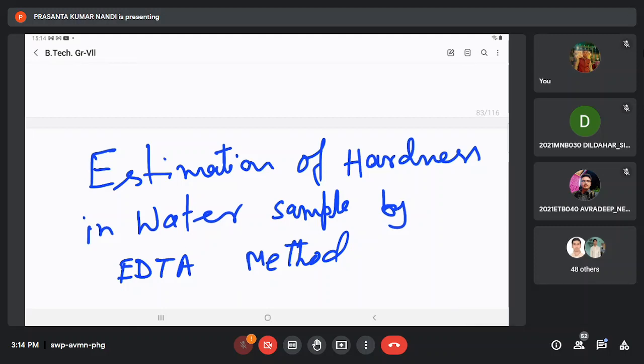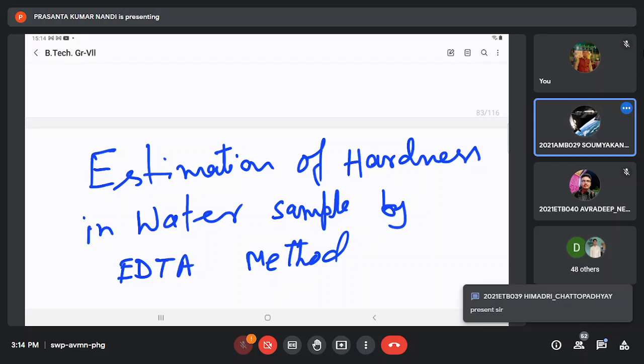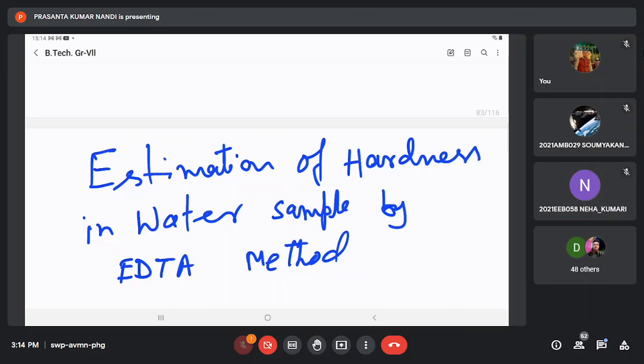Now the next question is how we can express the hardness of water sample. Sir, in ppm unit. Parts per million unit. Yes, that is correct. But suppose in a sample of water, only magnesium is present, no calcium salt is present. How can you express the hardness of the water sample? Do you have any idea?